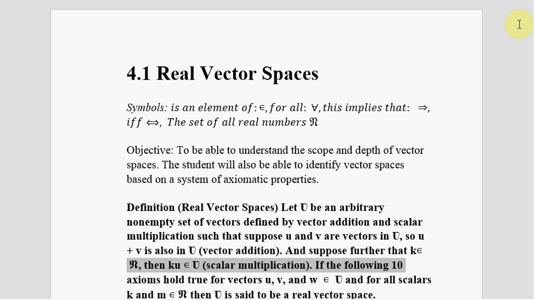Section 4.1, real vector spaces. I had given somewhat of a brief introduction last time. We want to be able to show that certain sets are indeed a vector space, a real vector space, by showing 10 axioms. The first 5 pertain to vector addition. The last 5 pertain to scalar multiplication.